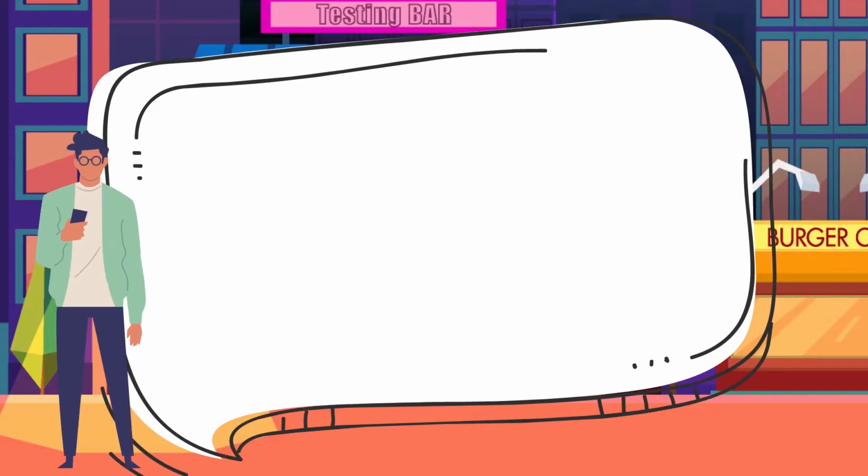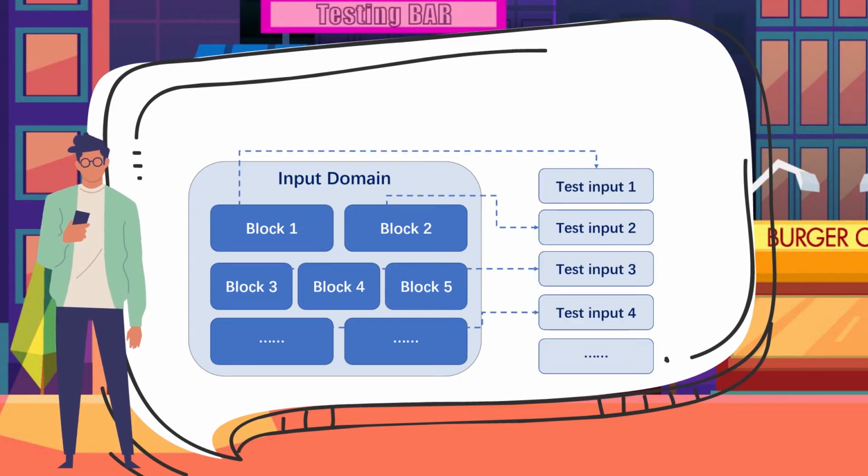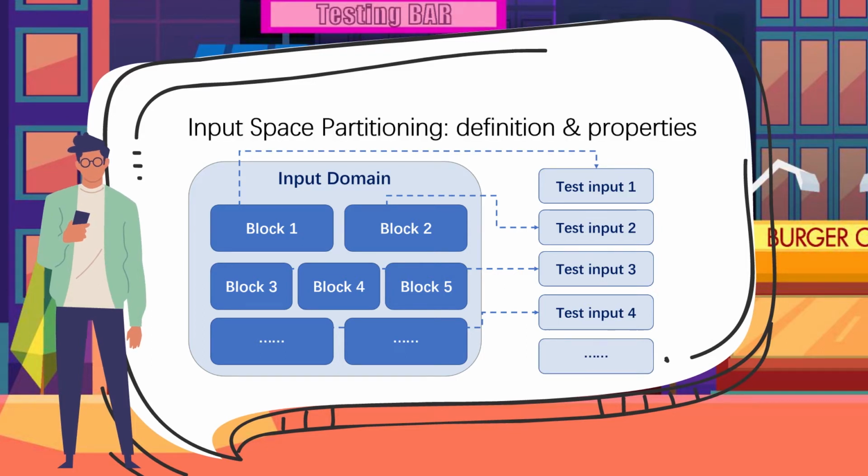So how does the test engineer efficiently choose the input values? They divide the input domain into separate blocks according to the characteristics of the input values, and choose one value from each block as the test inputs. This partitioning process is called input space partitioning.